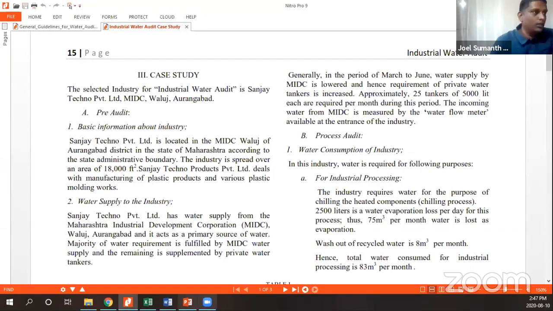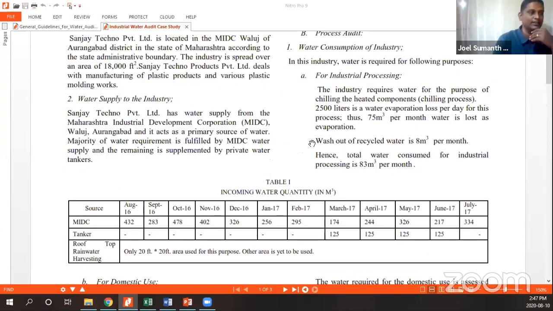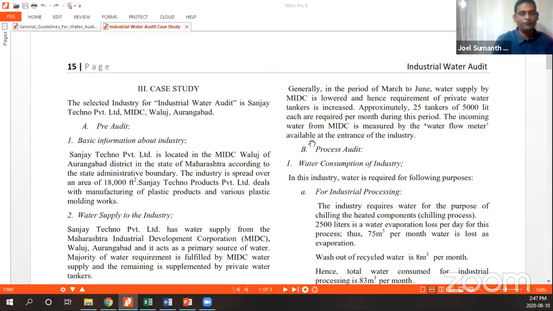So, this is a typical water audit sheet. Every water audit process has three phases. The first phase is what we call the pre-audit phase. The pre-audit phase is basic information about an industry or an institution or whichever entity you are doing the audit for.